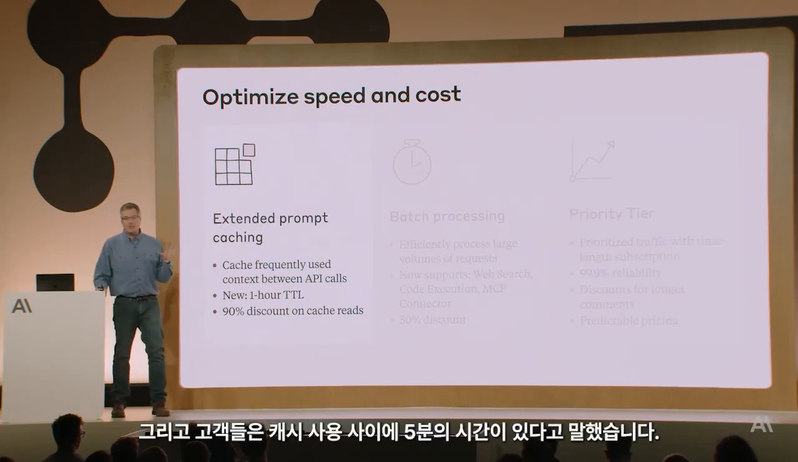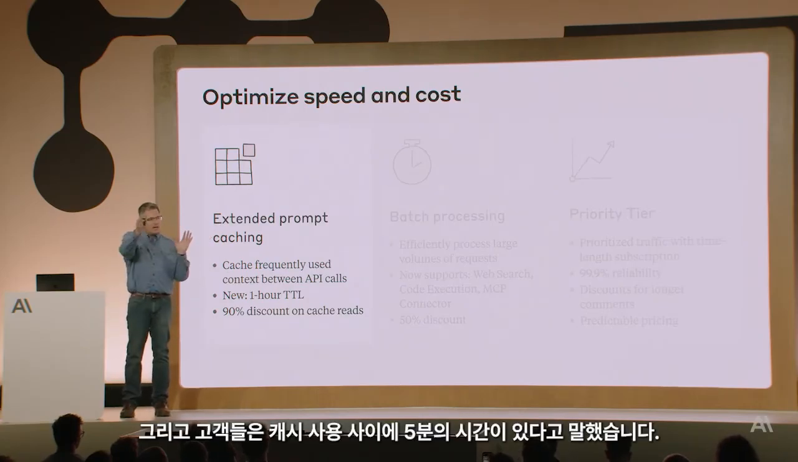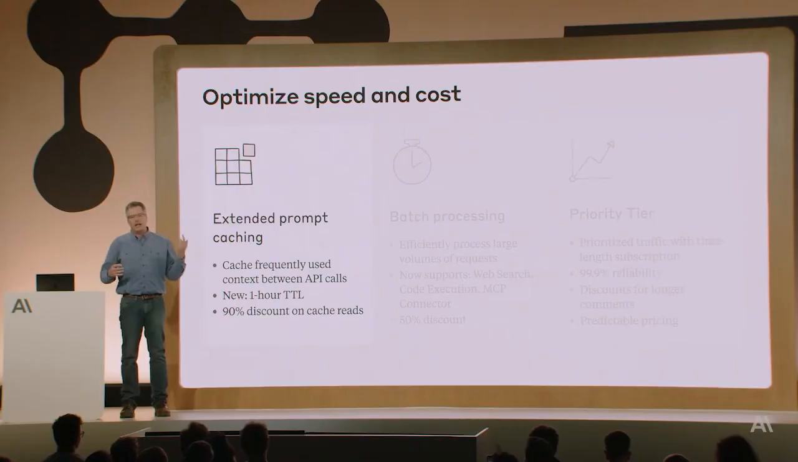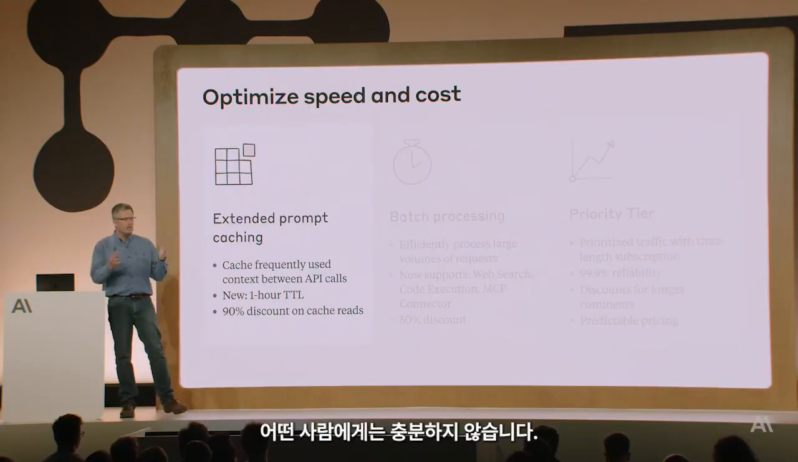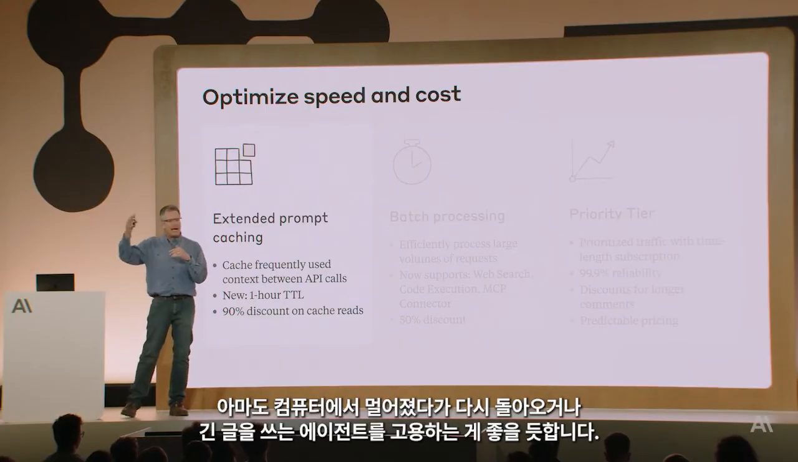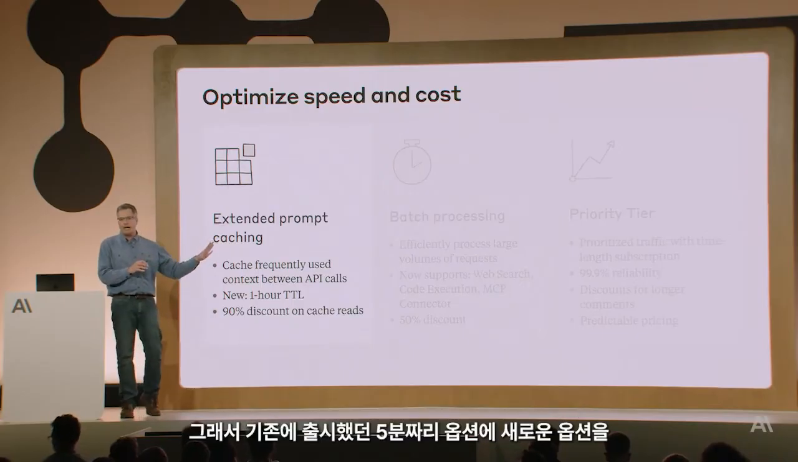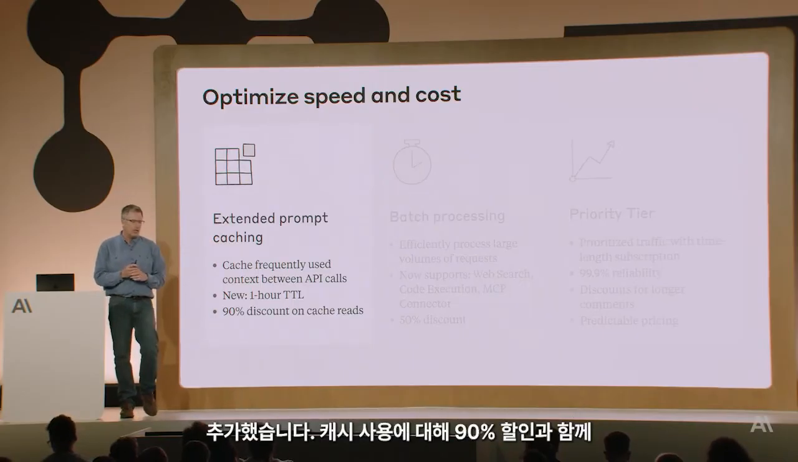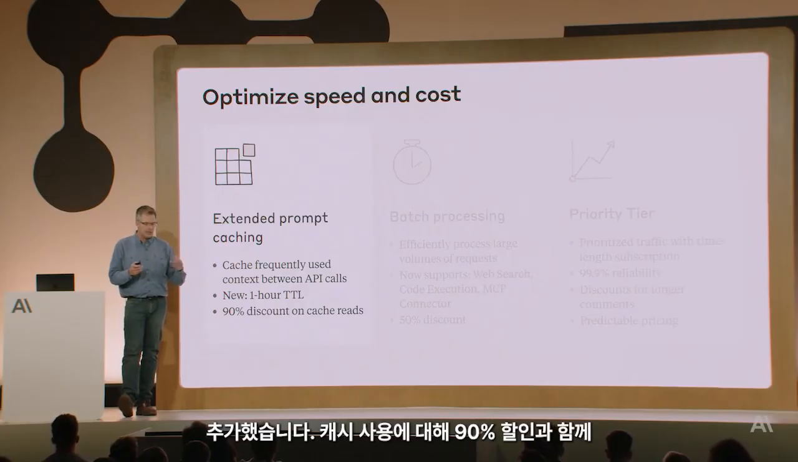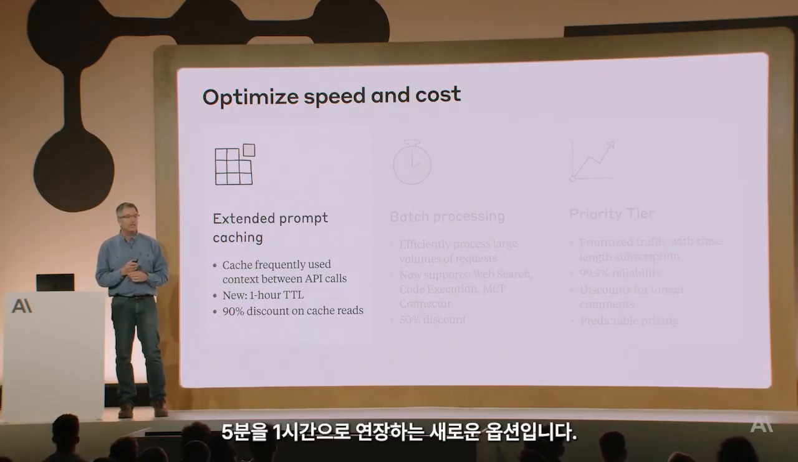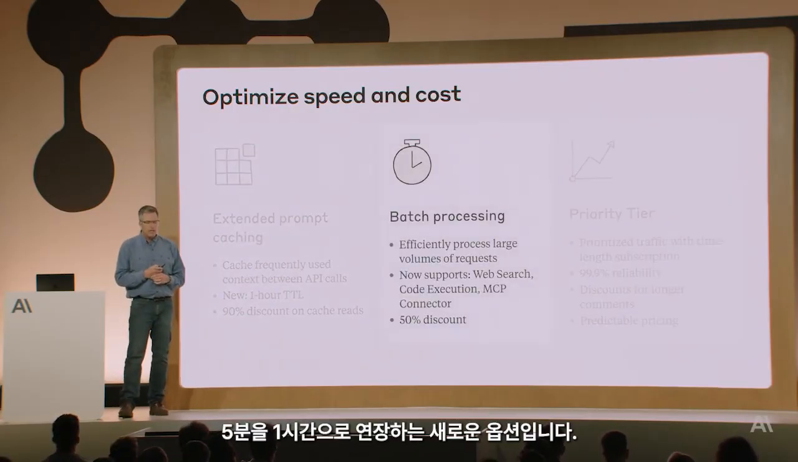And we've had customers say, well, your 5 minutes of time between cache hits isn't enough. For some humans, maybe walk away from the computer and come back, or some long-running agents. So we've added a new option in addition to the 5 minutes we launched with, a new option of extending that to 1 hour with the same 90% discount on cache hits.